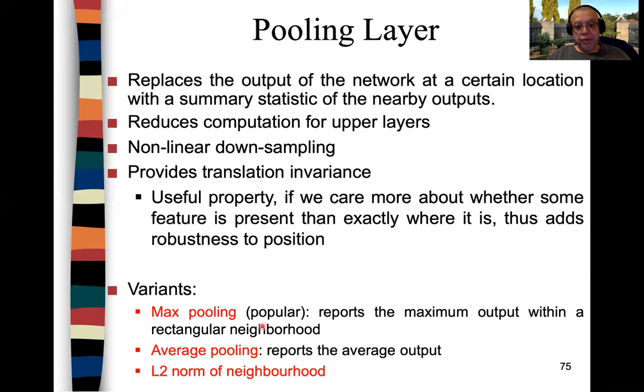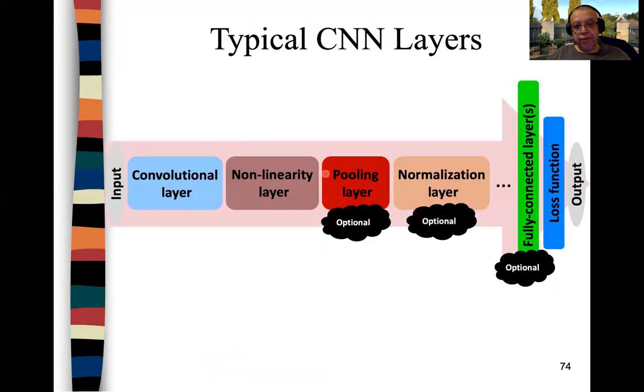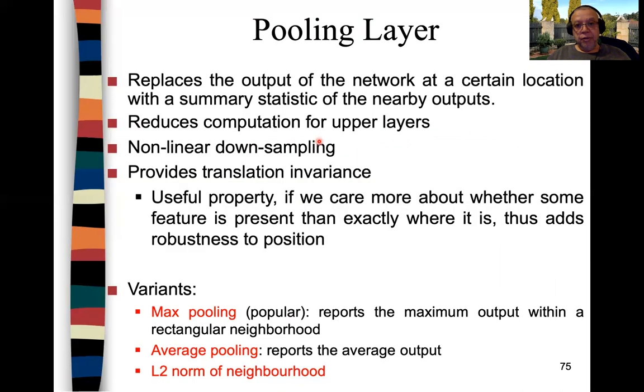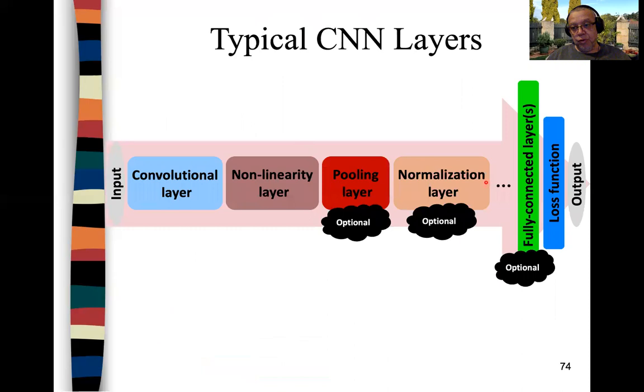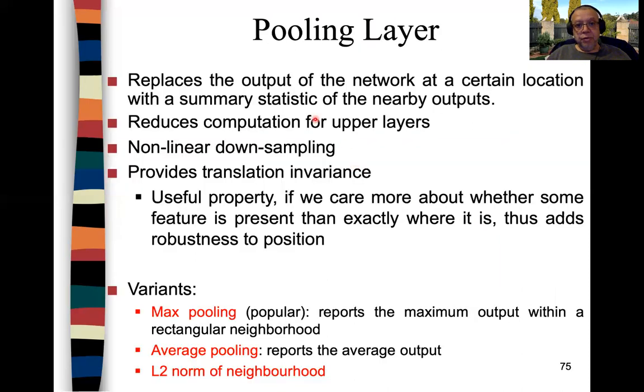And when you replace this neighborhood with the maximum, for example, you're reducing the size of the output. So in a way, when you're feeding this to the subsequent layer, you're reducing the computation for these upper layers. And because you're replacing a neighborhood with, for example, the maximum in the case of max pooling, this is some sort of a nonlinear downsampling operation that you're performing. And the pooling layer provides translation invariance, as we're going to see in the next slide.